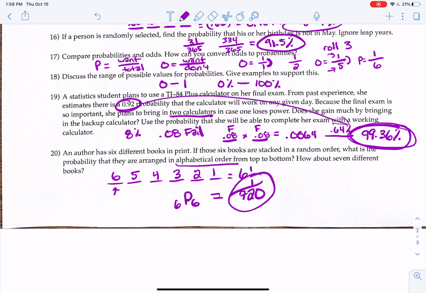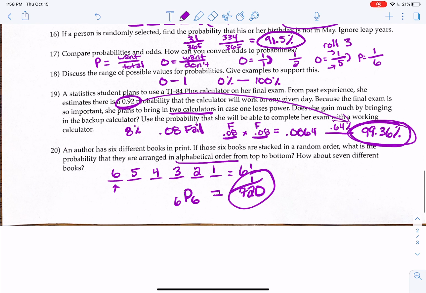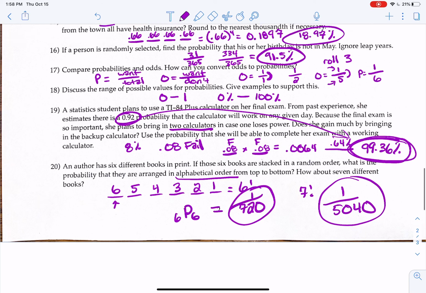Now, how does that change if I have 7 books instead of 6? That would be 7 factorial. So that is 5,040. So I have 1 out of 5,040 as the chance that they're arranged in alphabetical order if I do that randomly. Okay, so lots of stuff going on here.